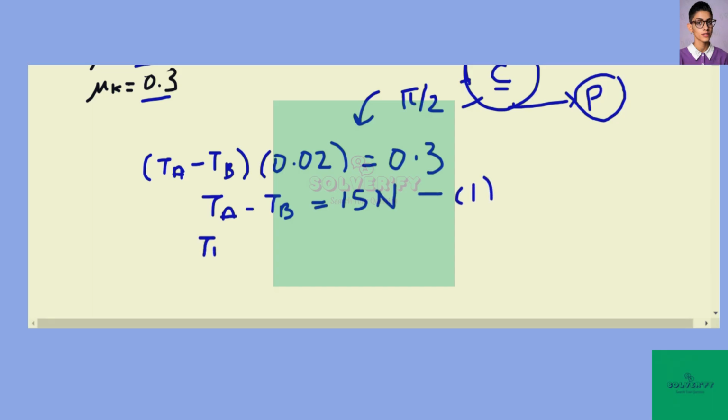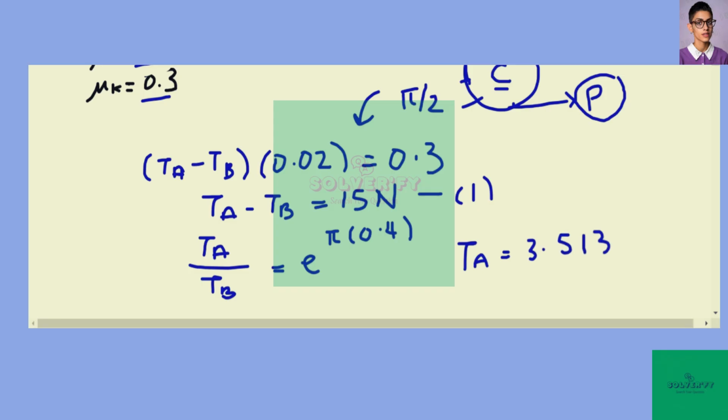And then our second equation is the impending slip equation. So TA over TB is equal to e to the angle times the static coefficient of friction. So TA is equal to 3.513 TB. And that's our second equation. So we'll substitute that into our first equation to find our values for TA and TB.